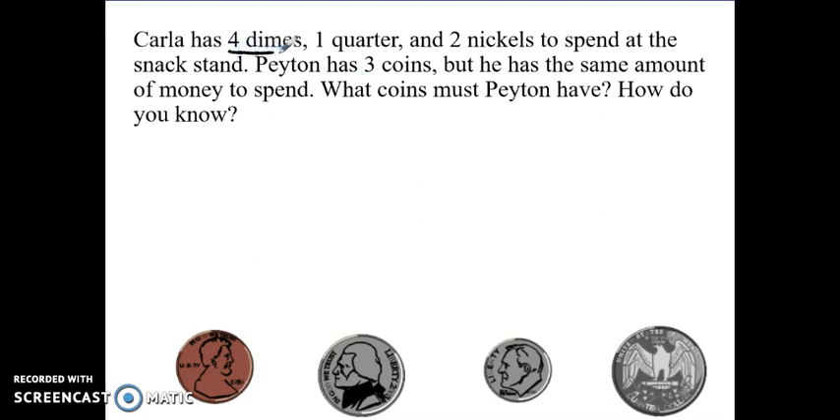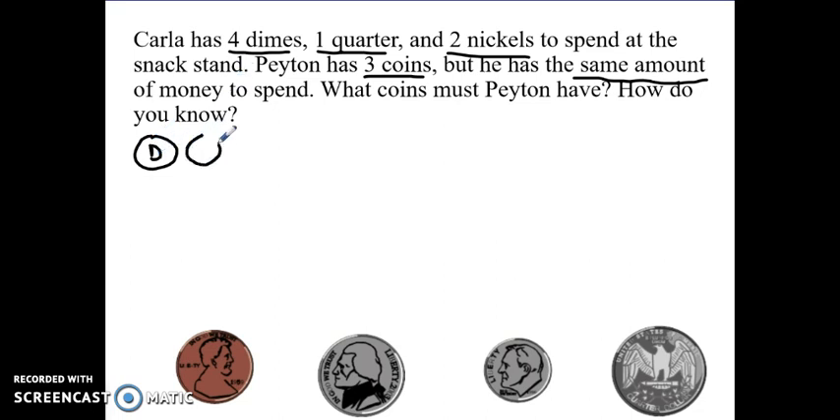So Carla has 4 dimes, 1 quarter, and 2 nickels. Peyton has the same amount. However, he only has 3 coins. So how am I going to figure out what Peyton has? Well, first, I need to figure out the amount that Carla has. So I'm going to draw and figure out what she has.